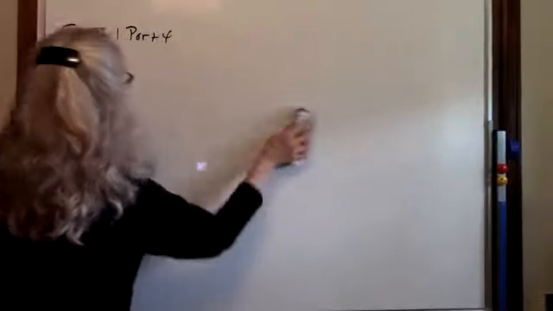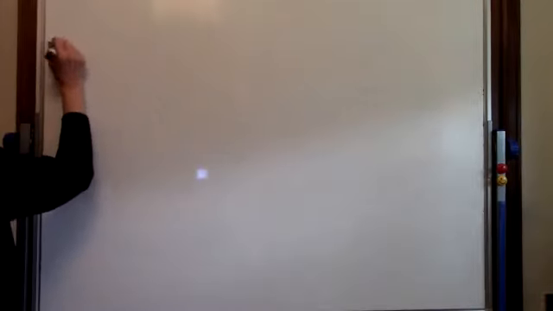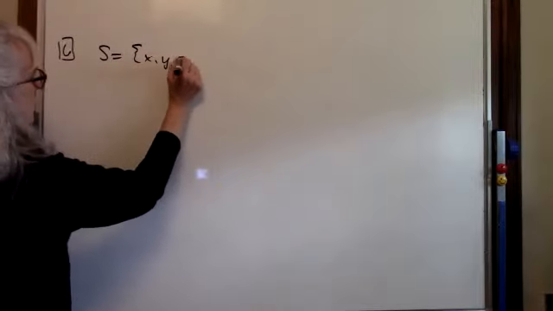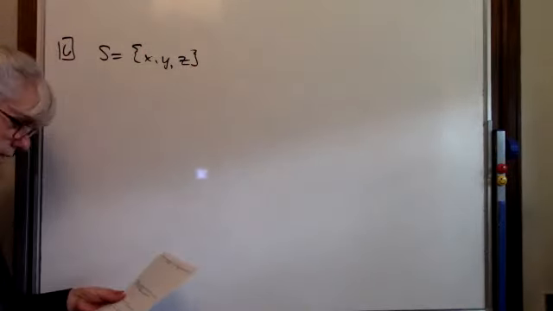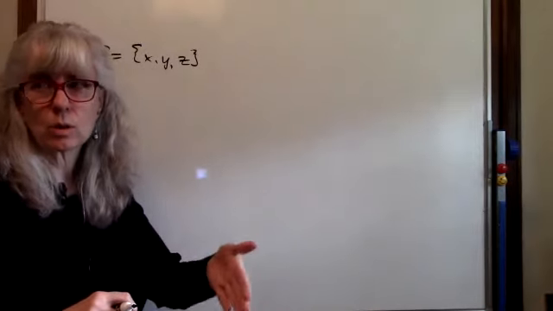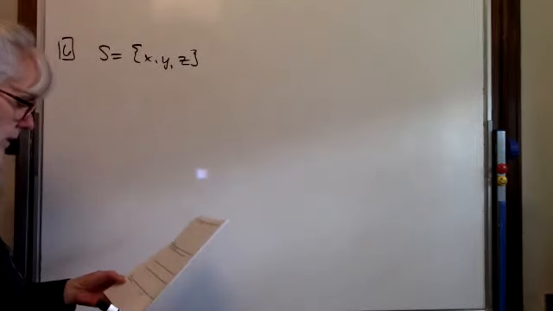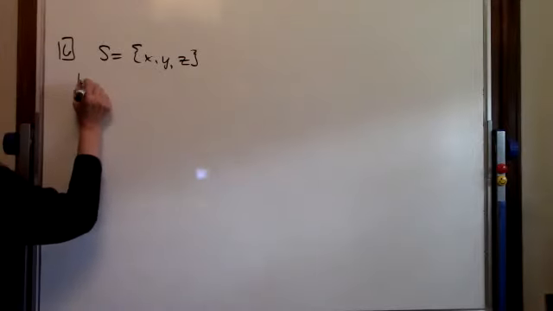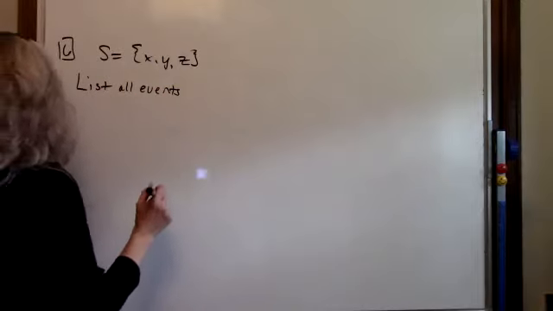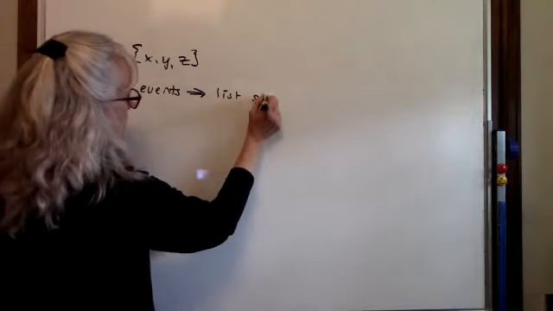For this part, it says let S be a sample space for an experiment. In this case, it's X, Y, Z. So picture that spinner again with just 3 regions this time. One's X, one's Y, one's Z. So with the outcomes X, Y, Z, we want to list all the events of this experiment. So what they're really asking us to do is to list the subsets.